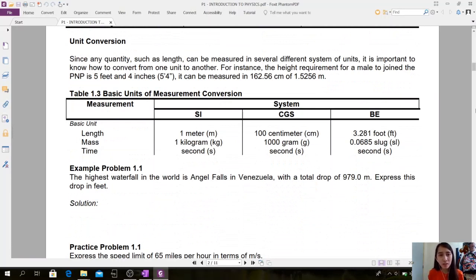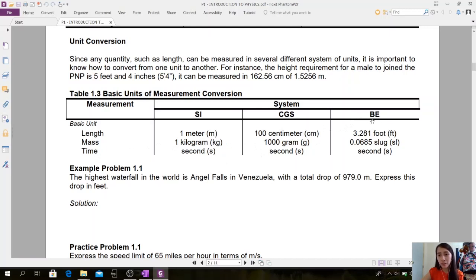As I have mentioned, we have different systems of units. We have three here, the SI, the CGS, and the BE. SI stands for Le Système International d'Unité, or the French for the International System of Units. Under that, the unit of length is the meter, kilogram for the mass, and second for the time. Another system of unit is the CGS, or the centimeter gram second. In the CGS system, the unit for length is centimeter, gram for the mass, and second for the time.